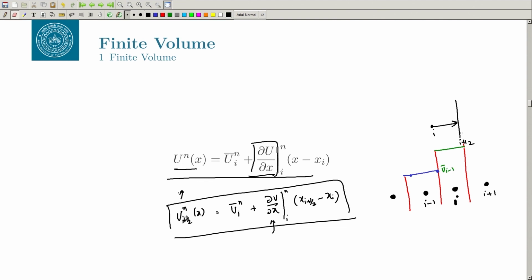And the last one, this is how it is varying in the next cell. So, you can see that if you are using a constant variation, that means your value is not changing within the cell. So, these are the interfaces. This is between I minus 1 and I, this is between I and I plus 1.